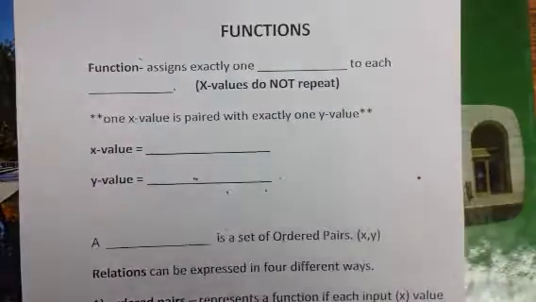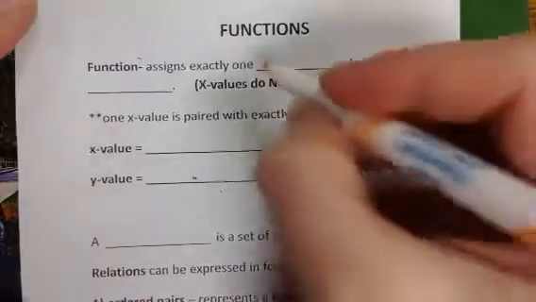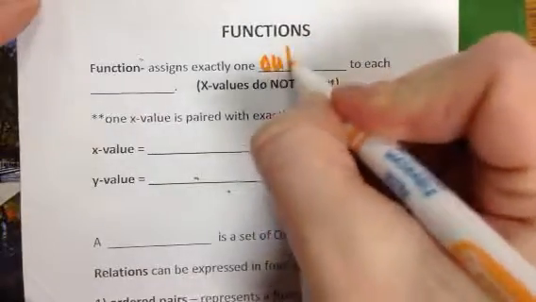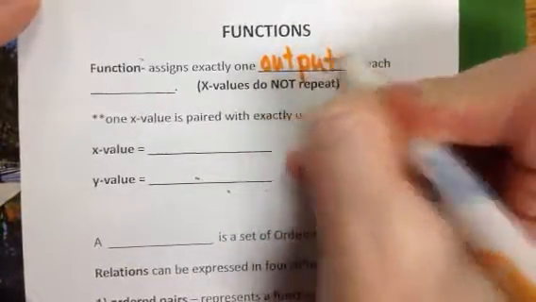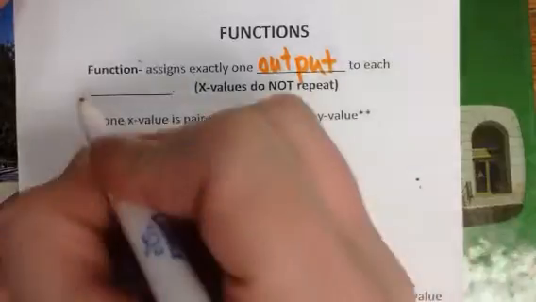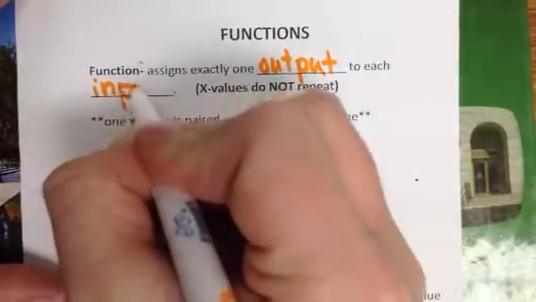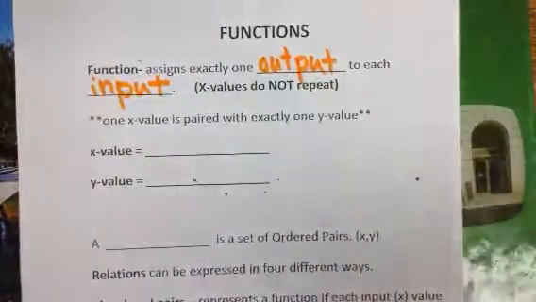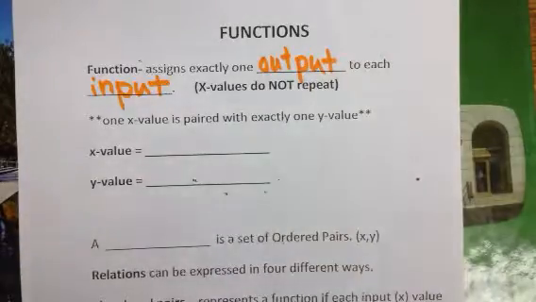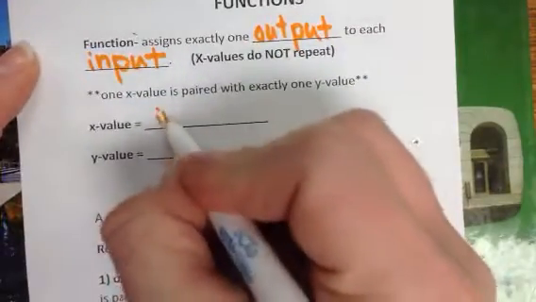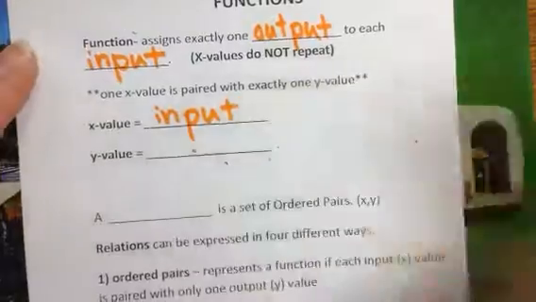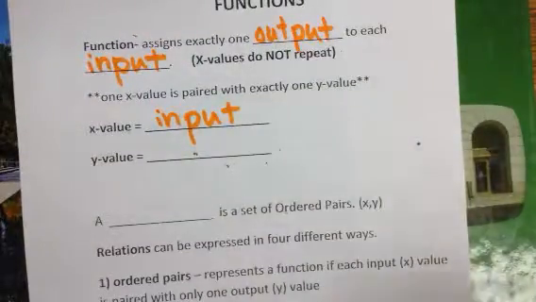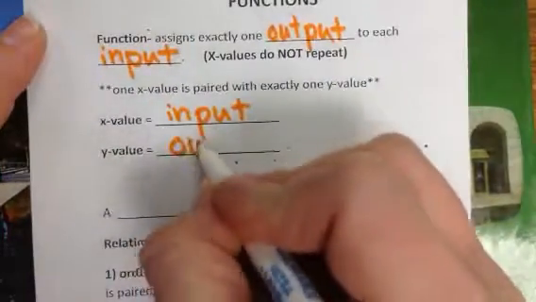Okay, these are the notes for function, so we're just going to go through the vocab first. A function assigns exactly one output to each input. So the input is the same as the x values, and the output is the same as the y values.